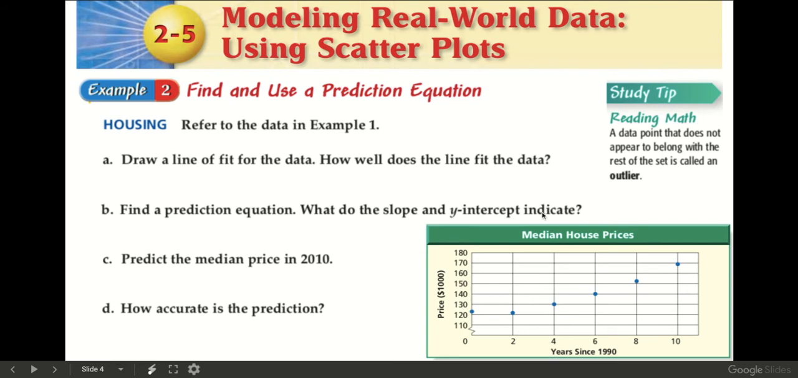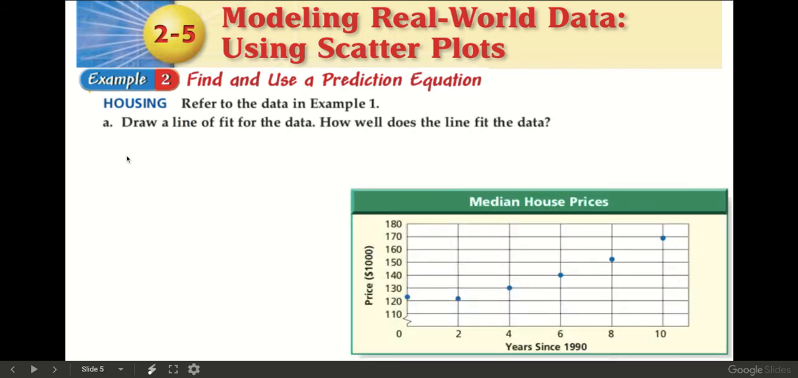One thing to also recognize is anytime you have a data point that doesn't appear to belong with the rest of the set, it's called an outlier. So if you look at these, they all kind of follow along pretty well, except for this guy. This guy kind of doesn't; you would imagine that it would fall more down here. So this is maybe something you might consider to be an outlier. So part A, drawing a line of fit for the data and how well does it fit the data.